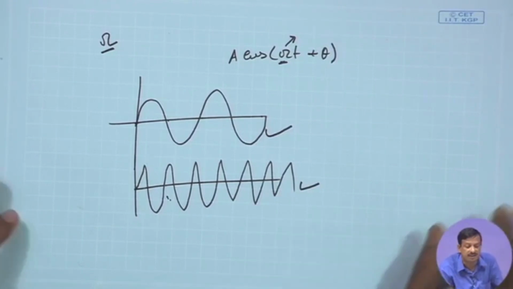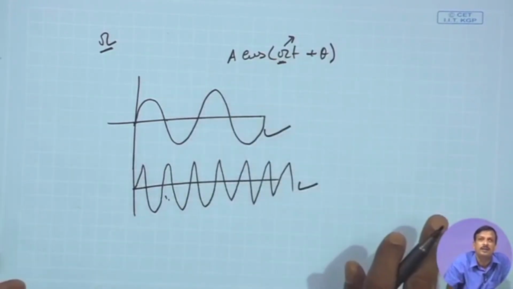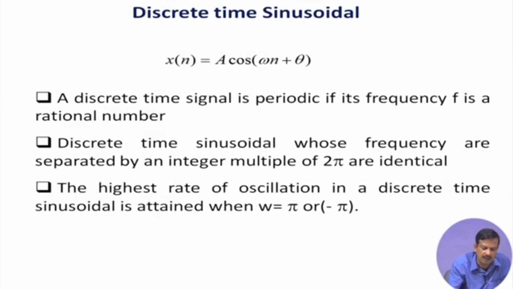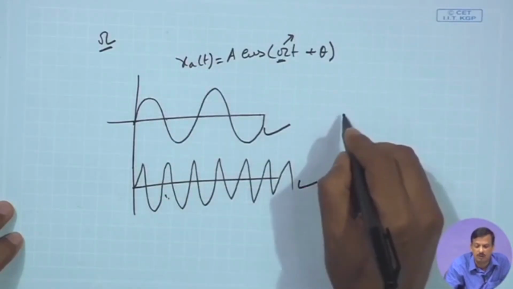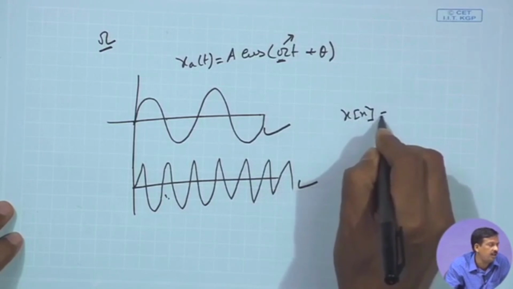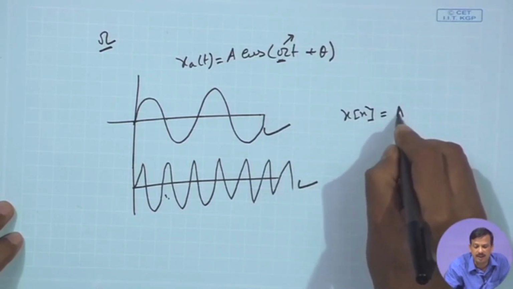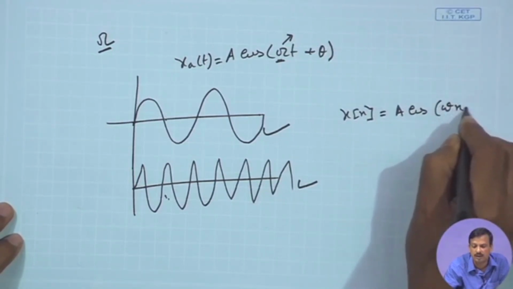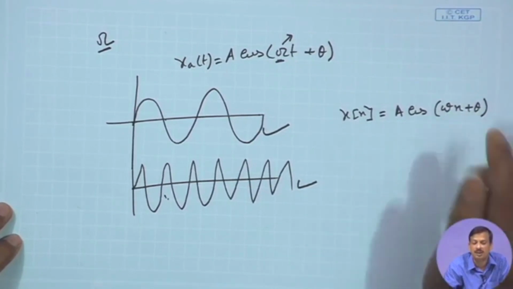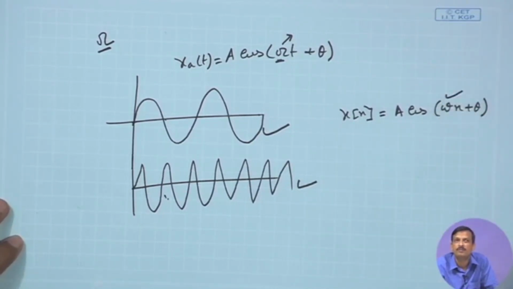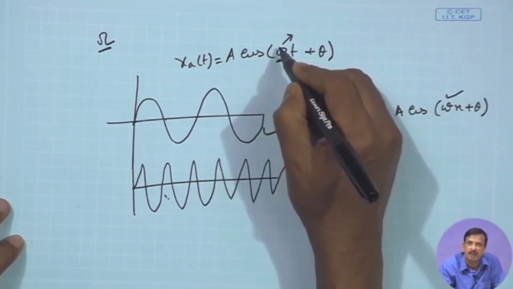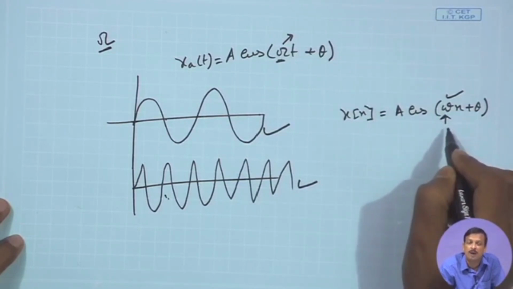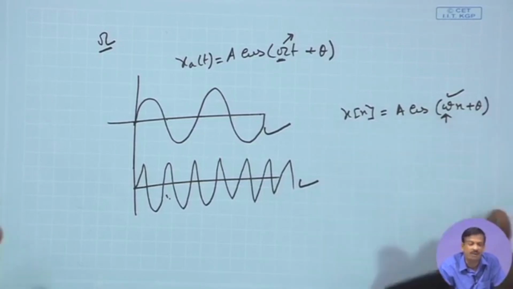Now, once I make a digital signal, let us say I sample this cos omega t and store it as a digital signal. If x a(t) is a continuous signal, then x[n] is the digital signal. So, x[n] is nothing but cos(omega n plus theta), where instead of continuous omega we write this omega. This is called the discrete frequency. Continuous frequency is in radians per second, and this frequency is per sample. I will come to the details. So, it is written this way.